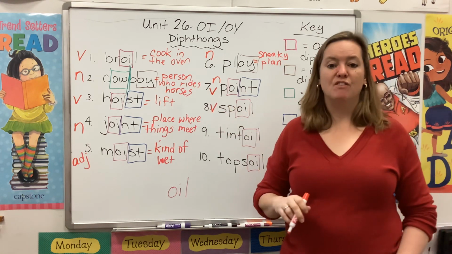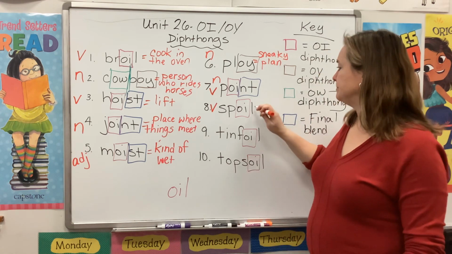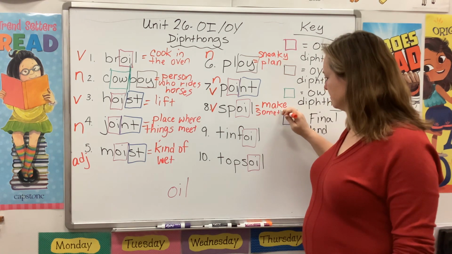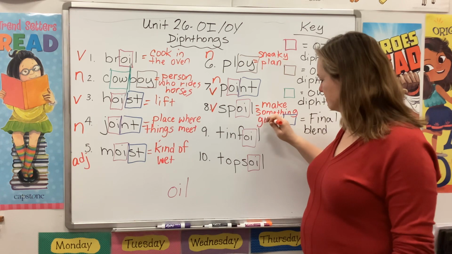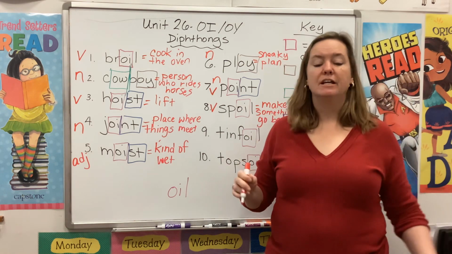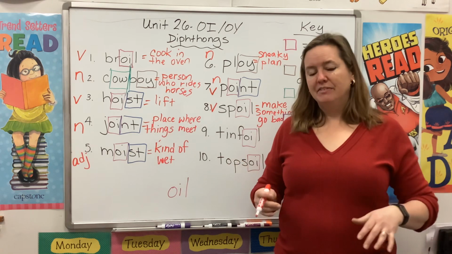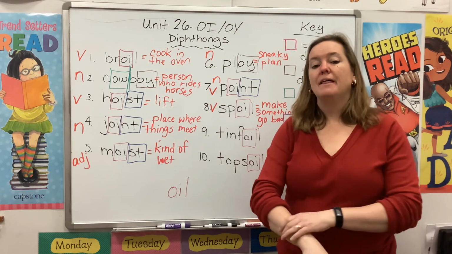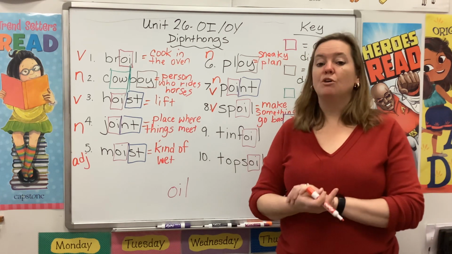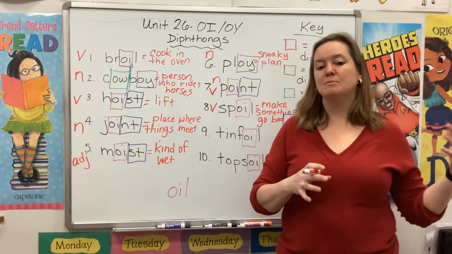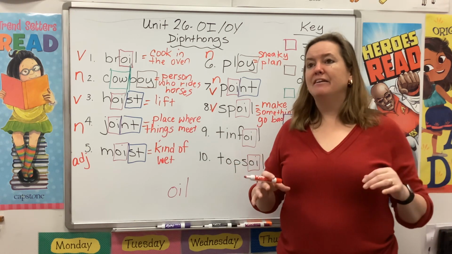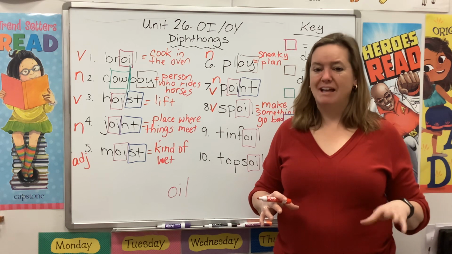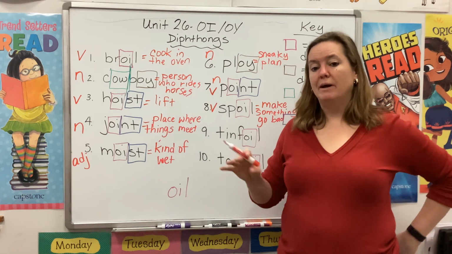Spoil is a verb. If you spoil something, you make it go bad. Or it could just mean to go bad. So for instance, if you pour yourself a glass of milk and then you leave the carton on the counter all night, that milk is going to spoil. It's going to go bad because milk is supposed to stay cold. It's supposed to stay in the refrigerator. If you have leftover chicken in your fridge for a week or two, it's going to start to smell bad. It's going to spoil. So to spoil is to go bad.